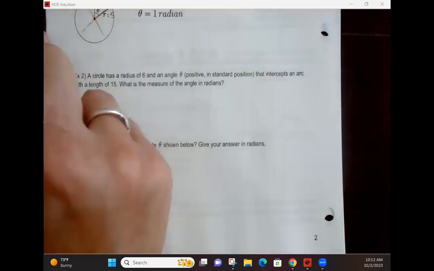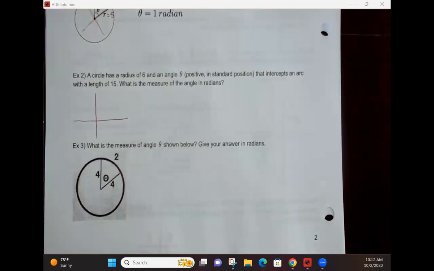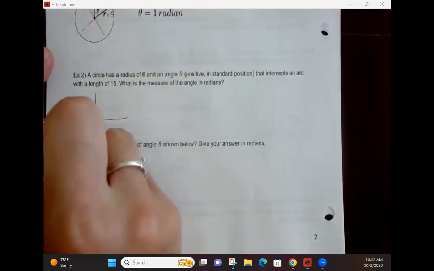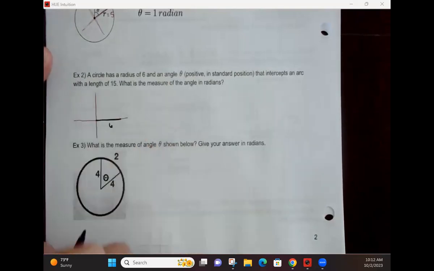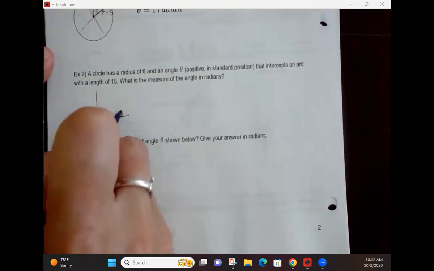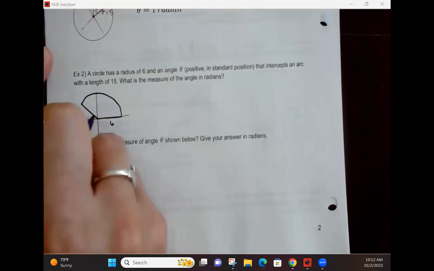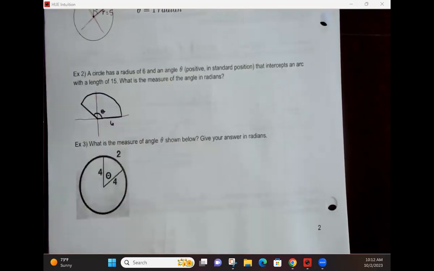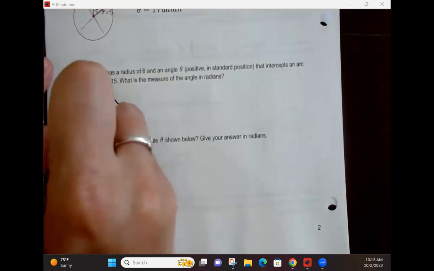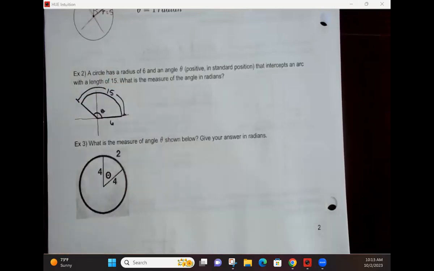So I can figure this out with a little sketch. We've got our angle in standard position. The radius is 6. And our arc that we're intercepting is 15. So that's going to be, I don't know, here somewhere maybe. There's our angle theta. And I know this arc measure is 15. What's the measure of the angle in radians?